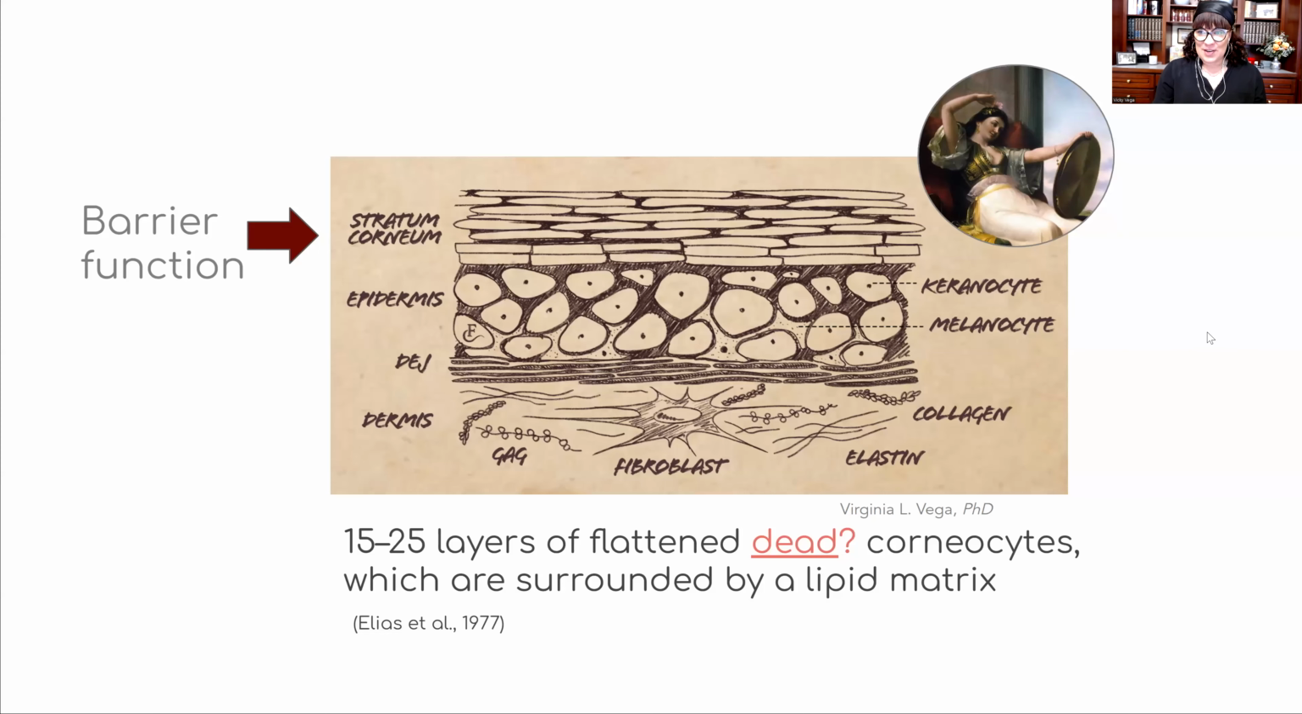So what is the skin barrier? The skin barrier is the layer of the skin that you see every day in the mirror, that you touch when you clean your face, and when you apply a moisturizer. So that is the skin barrier. And it's formed by 15 to 25 layers of flattened dead corneocytes, which are surrounded by a lipid matrix.